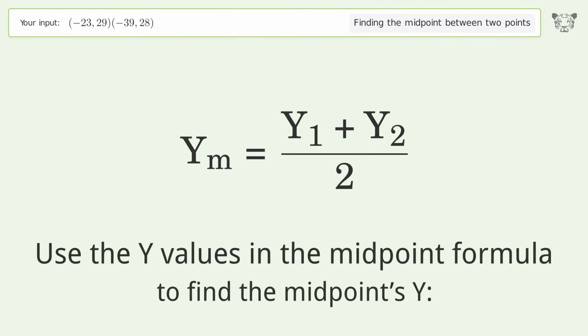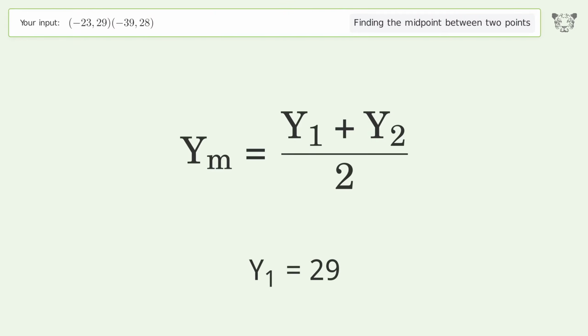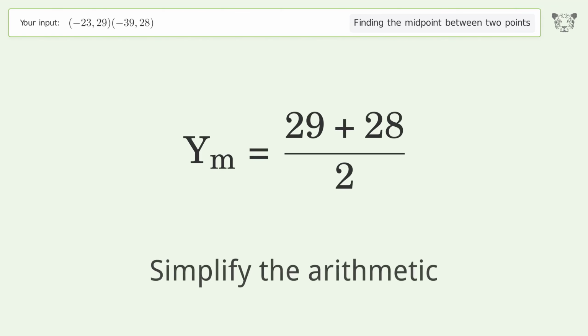Use the y values in the midpoint formula to find the midpoint's y. y1 equals 29. y2 equals 28. Simplify the arithmetic.